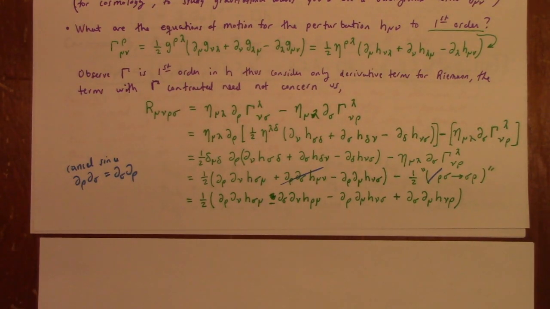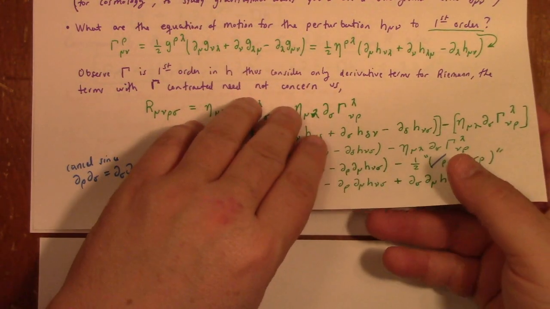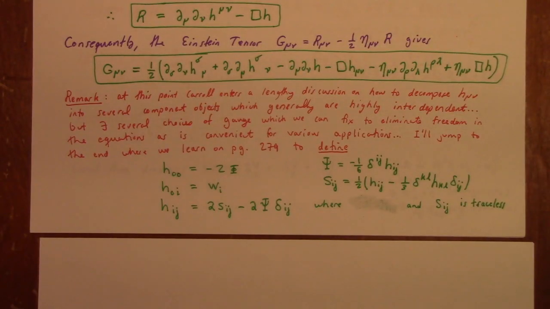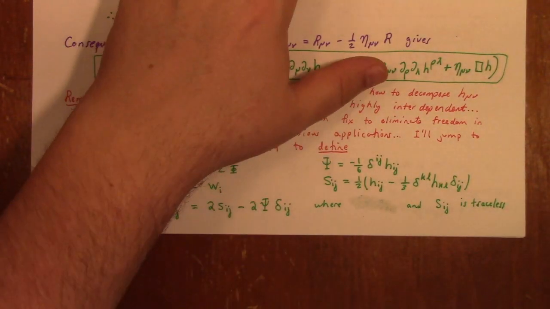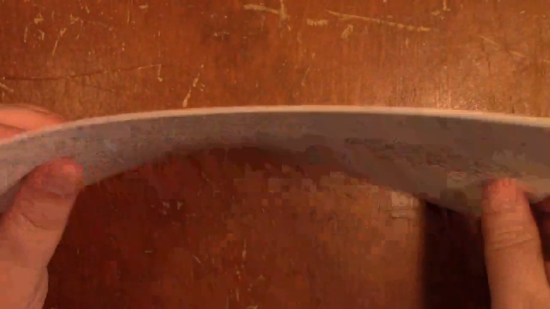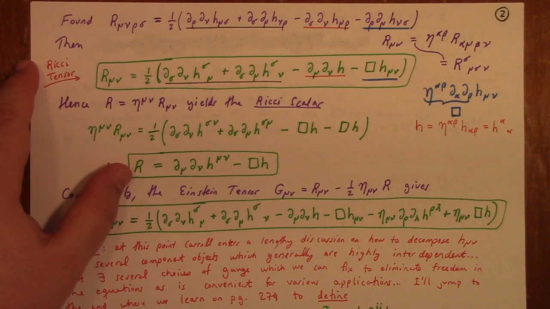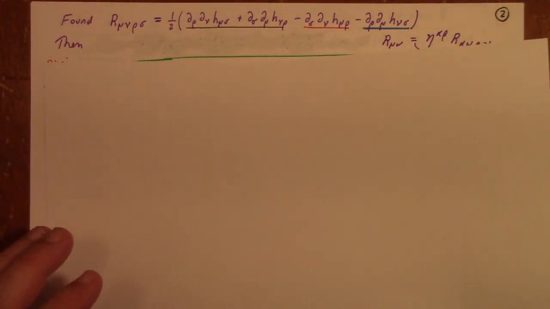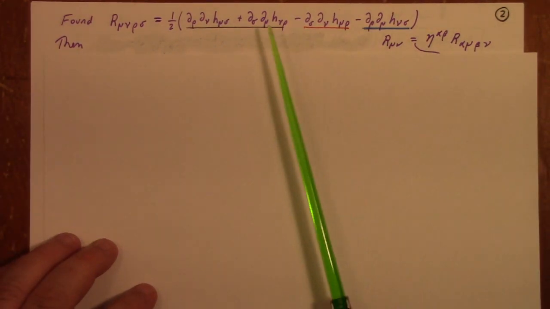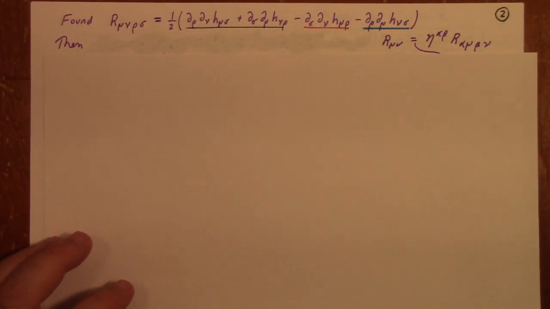All right. And great. What's next? Well, let's put that down on the floor. Keep it out of the way here. So we just calculated, what did we calculate? Well, we calculated that the Riemann tensor has this lovely expression in terms of second derivatives of the perturbation.